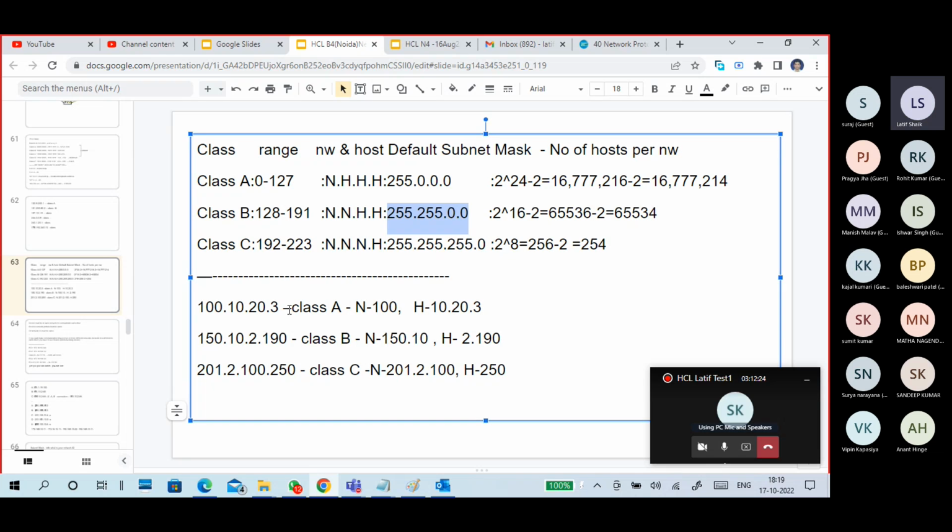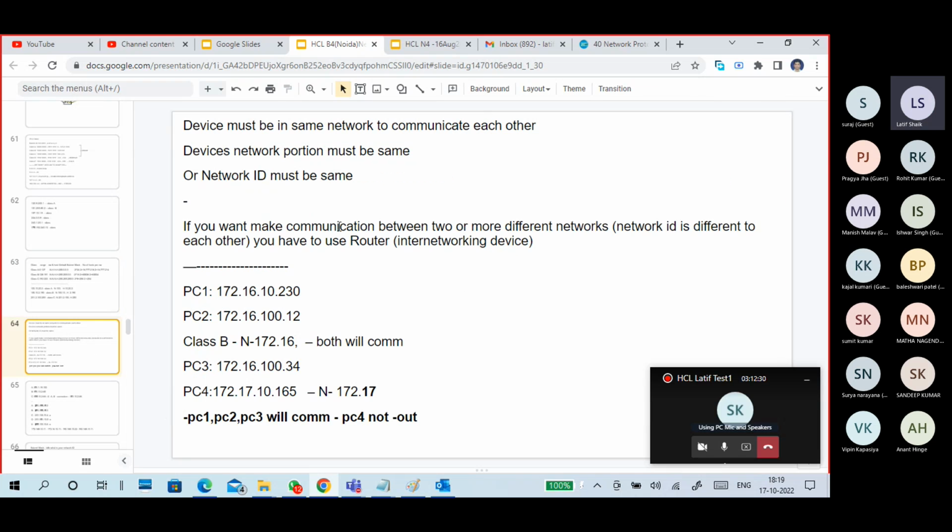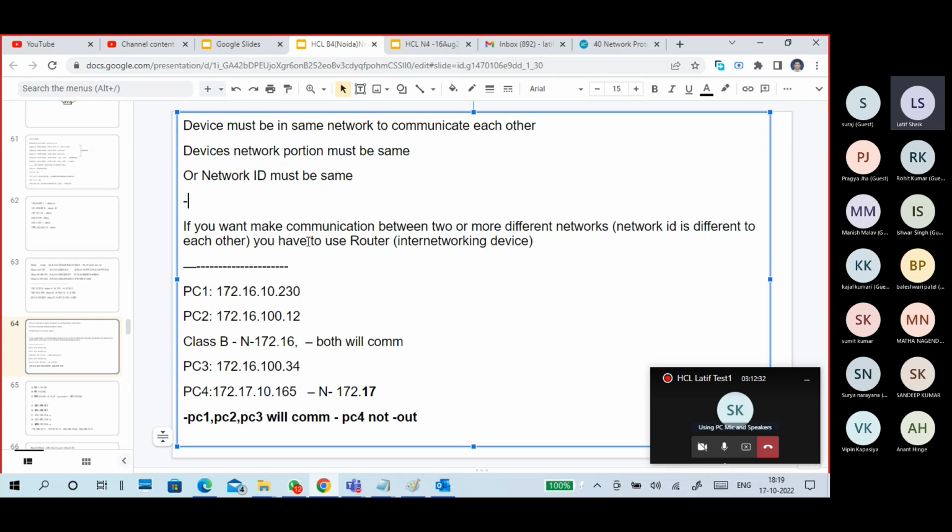Guys, here it is a class A IP address. This is the network portion and this is the host portion. It is compulsory to understand this: if two devices want to communicate with each other, say PC1 and PC2, their network portion must be the same. It is a class B, so the first two parts are the network portion. Make sure, 172.16 and 172.16, so both will communicate with each other. The host can be changeable.